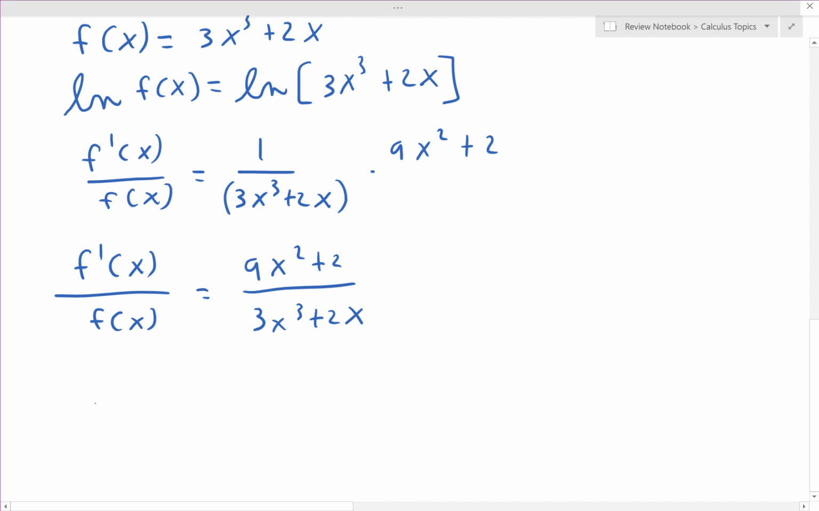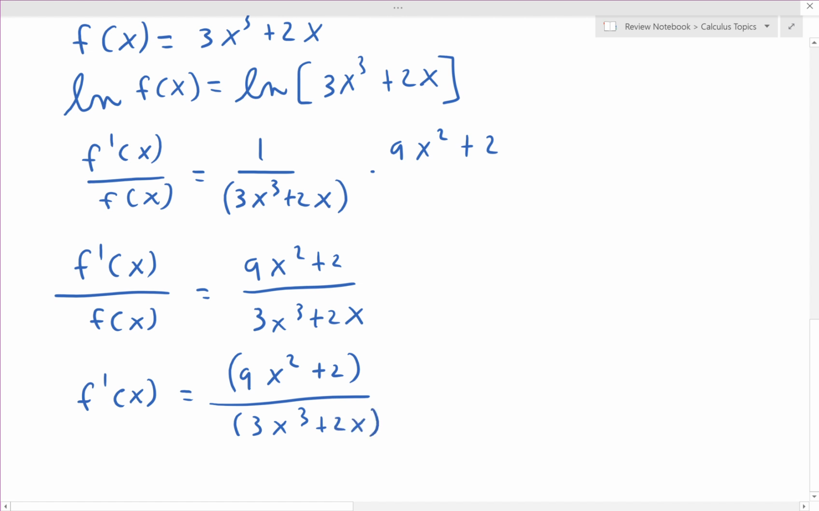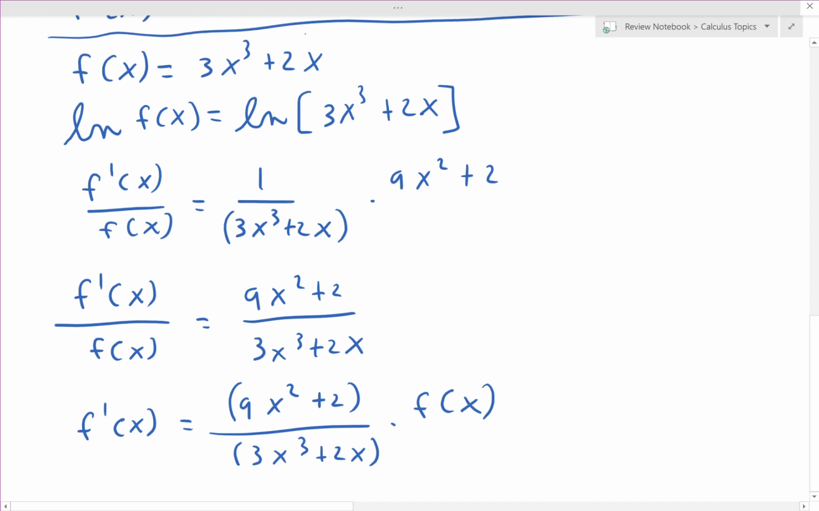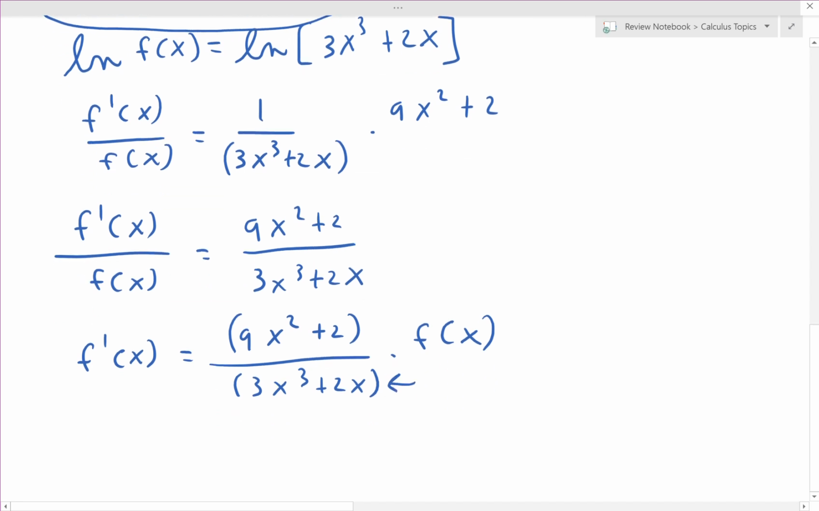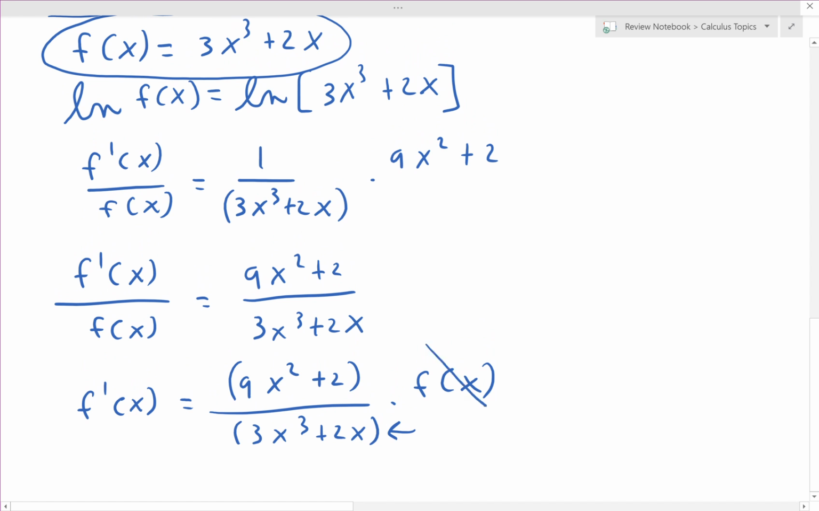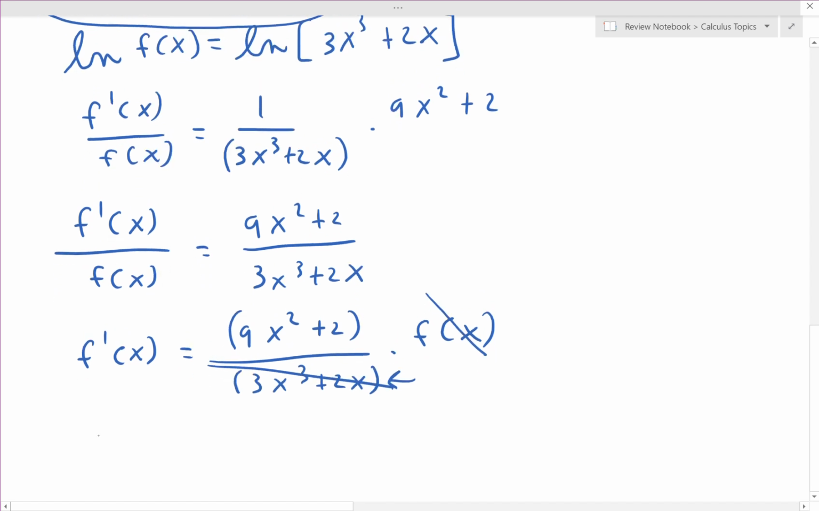Multiplying by the function on both sides so that we solve for the derivative, we get 9x squared plus 2 over 3x to the third plus 2x. We multiplied by the function, and looking back at our problem, the function is 3x to the third plus 2x, which is the function right there. So because they're the same, we can cross them out, and the derivative is 9x squared plus 2.